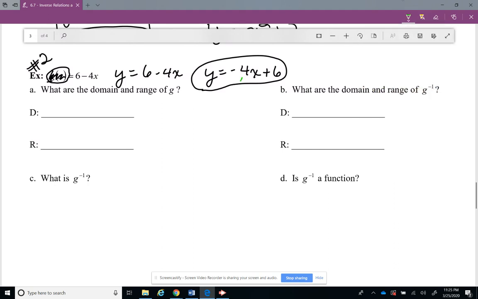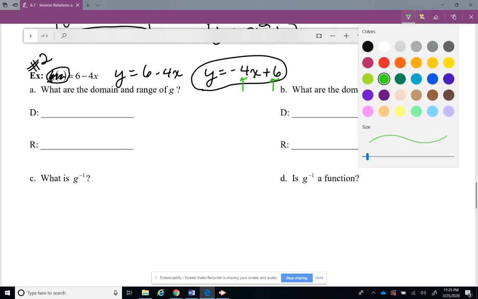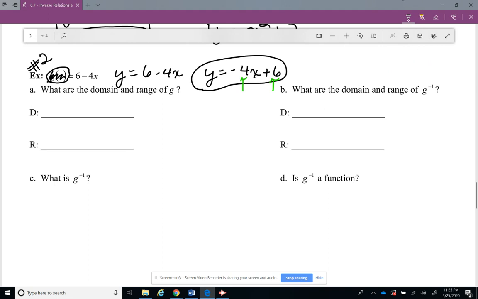I see the slope is negative 4 and the y-intercept is 6. That's going to be a line. Okay, so we know what it is now. Let's see what they want us to do. What are the domain and range of g? Well, if this is a line, my domain is going to be all real numbers.